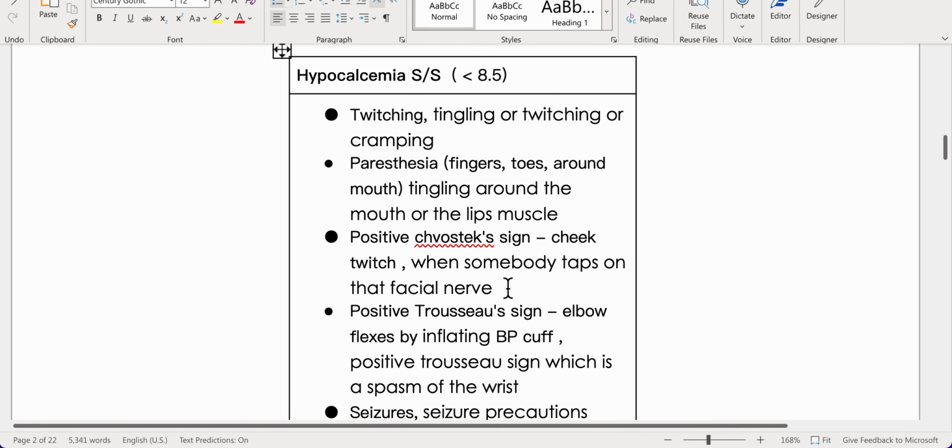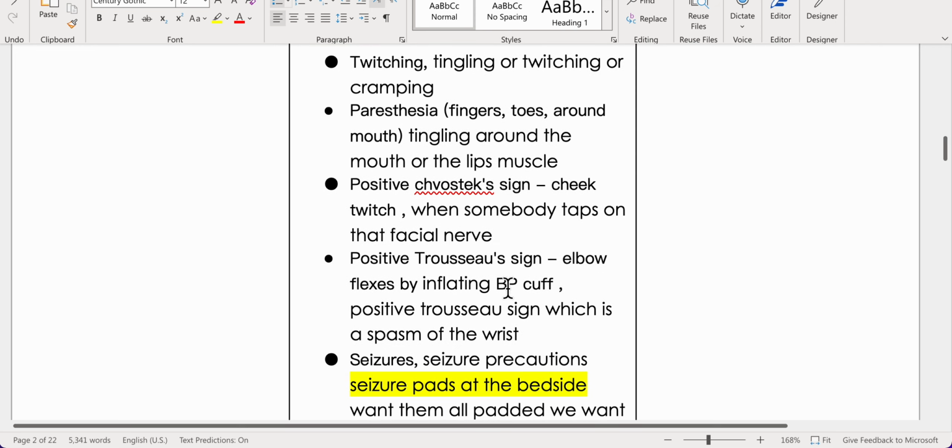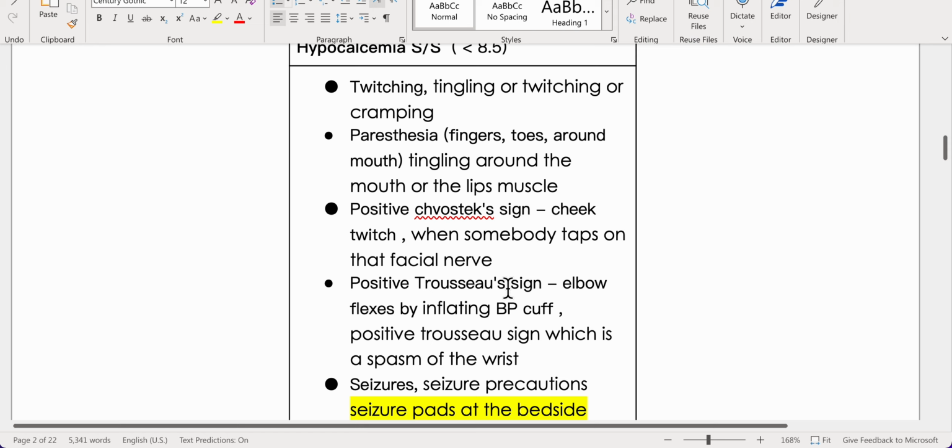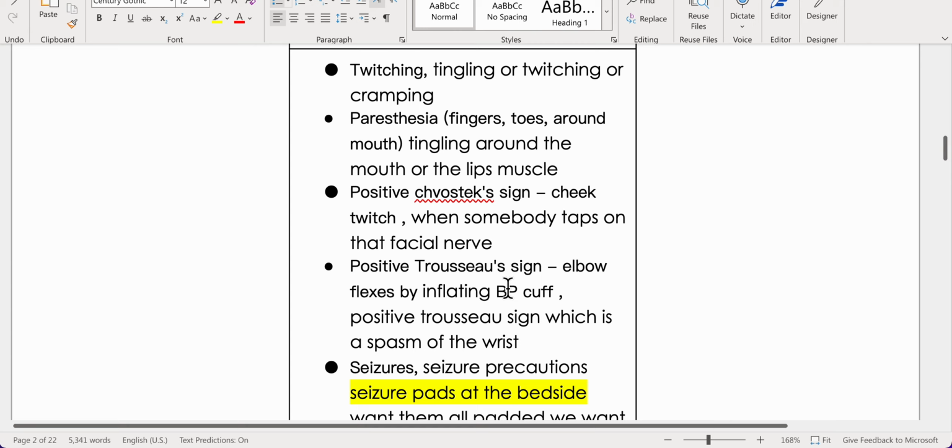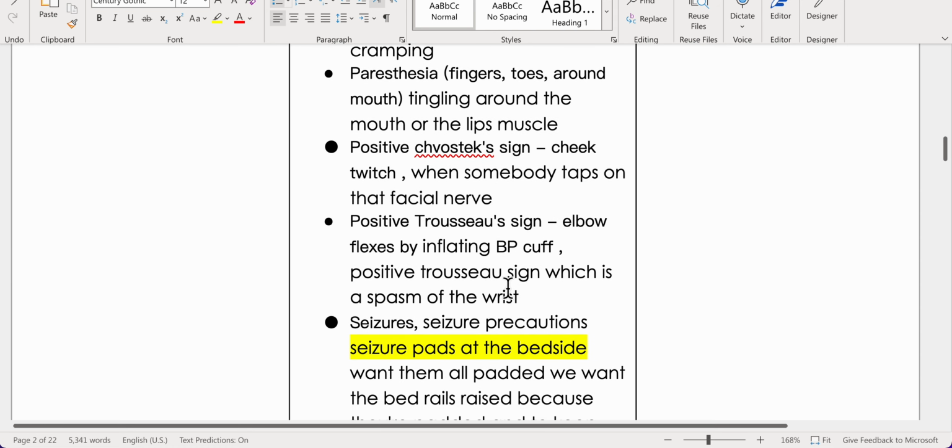Hypocalcemia S/S: less than 8.5. Twitching, tingling, or cramping. Paresthesia in the fingers, toes, and around the mouth, tingling around the mouth or the lips. Positive Chvostek's sign: cheek twitch when somebody taps on that facial nerve. Positive Trousseau's sign: elbow flexes by inflating the BP cuff. Positive Trousseau's sign, which is a spasm of the wrist.